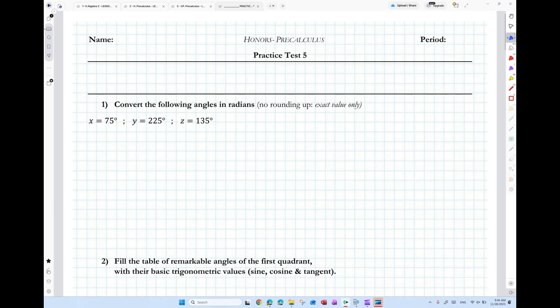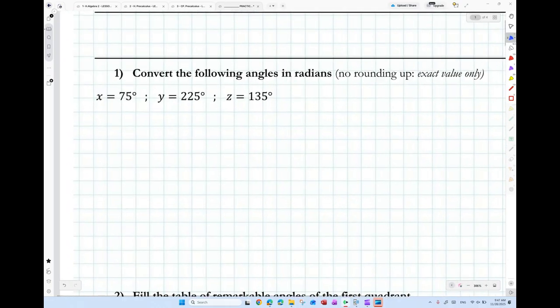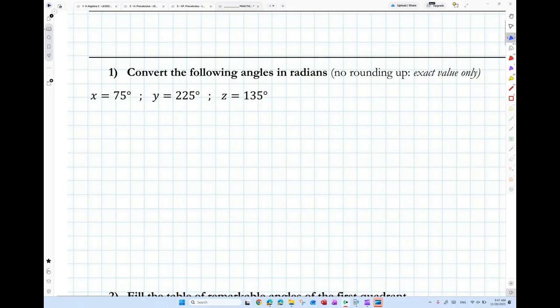Hello, let us solve this practice test number 5. So the first question is to convert degrees in radians. So basically I will divide by 180 and multiply by pi. So to do that, I need to express those values in terms of product of prime numbers.